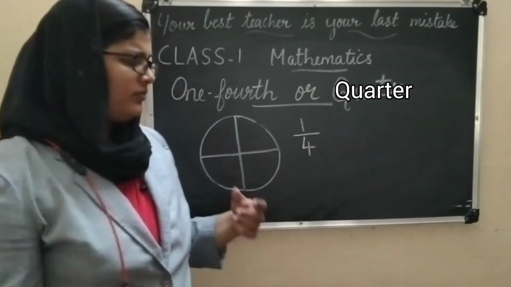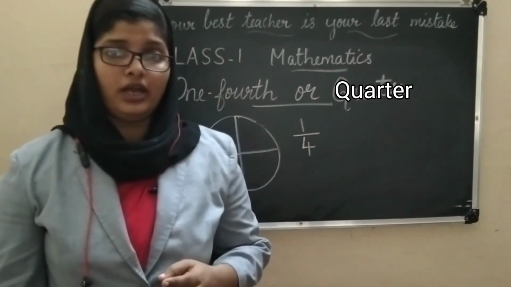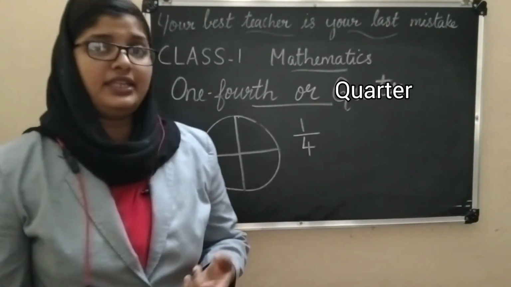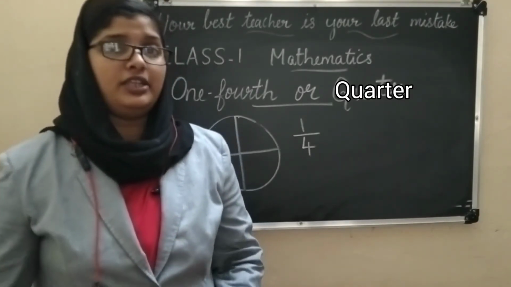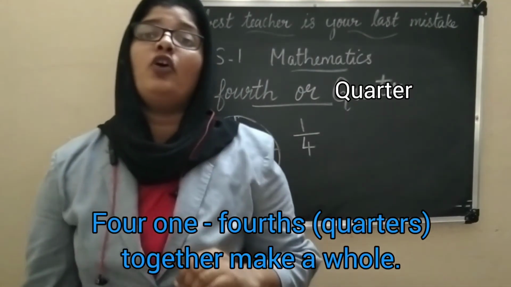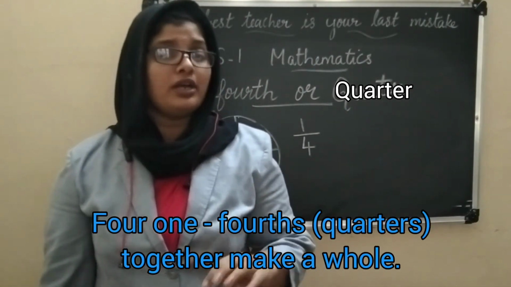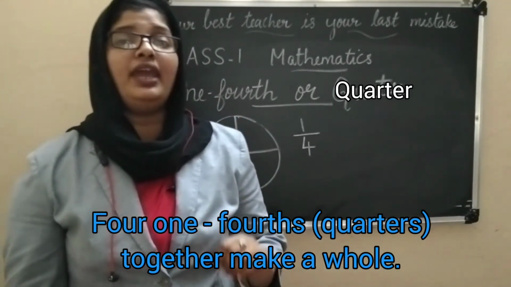So already we studied that 2 halves together make a whole. So here we are going to study that 1/4. How many 1/4 join together to make a whole? 4. Four 1/4 quarters together make a whole.